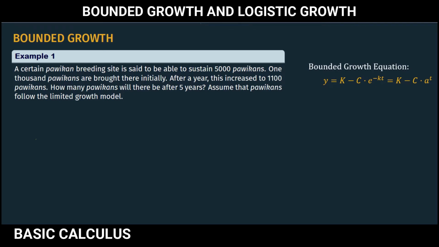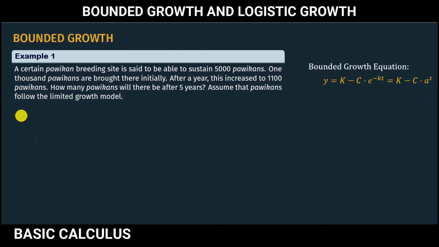Good day, everyone. In this lesson, we are going to learn how to solve problems involving bounded growth and logistic growth. Let's start with the bounded growth problem. To solve a bounded growth problem, we use the equation y is equal to k minus c times e raised to the power of negative k times t, which is equal to k minus c times a raised to t, where k here is the carrying capacity and t is the time.